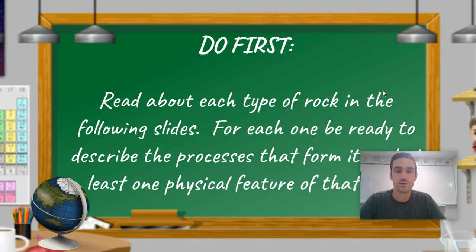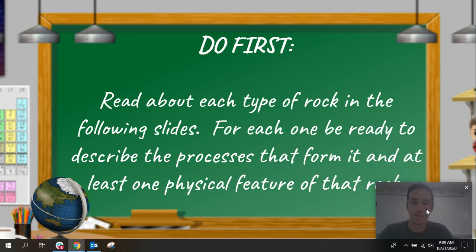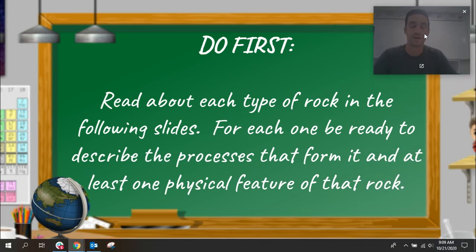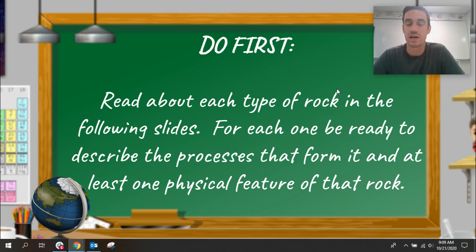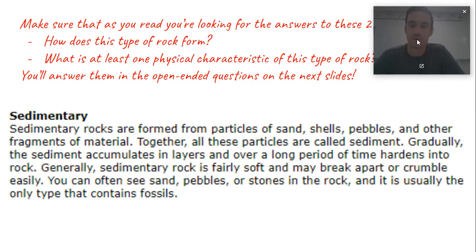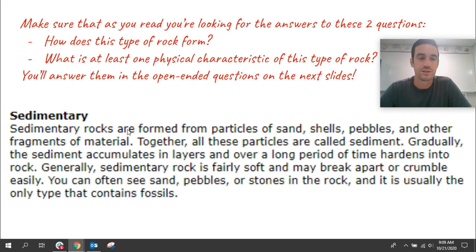So what you're going to do for your do first today is read about the three types of rock. There is a really quick paragraph about each one. And for each type of rock, be ready to describe the processes that form it and at least one physical feature of that rock. You're going to answer those in open-ended questions after each slide about that rock type. This is kind of a review because we've talked about how they actually form. You might see some more information about the actual physical features, like what that rock is going to look like or characteristics about it. There's a quick reminder of your instructions on the top of each section that you're reading.